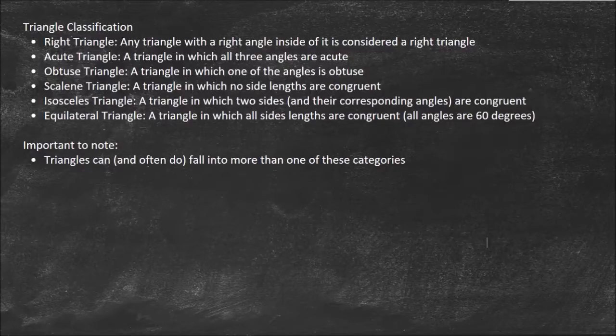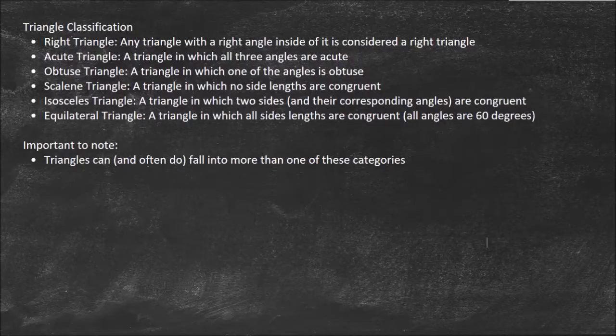So first, the right triangle. Any triangle that has a right angle inside of it is a right triangle. That one's pretty simple. If you have a 90-degree angle, a right angle, you're a right triangle. Next is the acute. Remember that acute angles are between 0 degrees and 90 degrees. And if you have a triangle in which all the angles are acute, so all of them are between 0 and 90, not equal to 90 because that would make it a right triangle, but if they're all acute angles, you have an acute triangle.